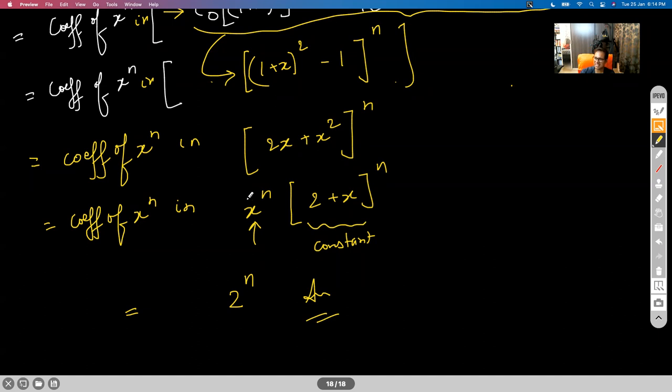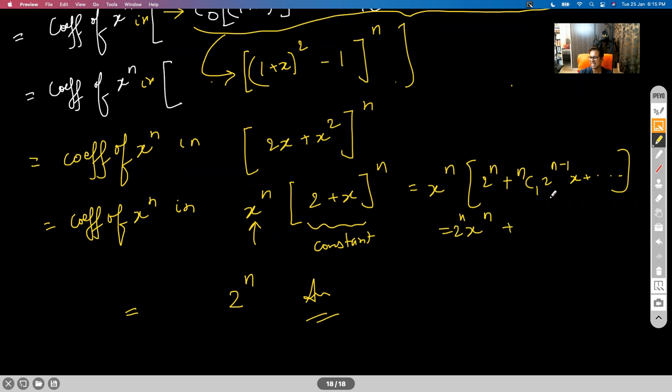Because x to the power n is already there, any x to the power n into that constant will be the term which will give you that x to the power n related term. So the coefficient of x to the power n will actually be the constant that you will get from (2 plus x) to the power n, which is only one constant, 2 to the power n. See, when you expand this, you get 2 to the power n, and you'll end up getting nC1 2 to the power n minus 1 x. So if you do a multiplication, x to the power n will occur only with 2 to the power n, right? All the rest of the terms will have higher powers than n, so it will have n plus 1. So the coefficient of x to the power n is this. That's what I wrote over here.